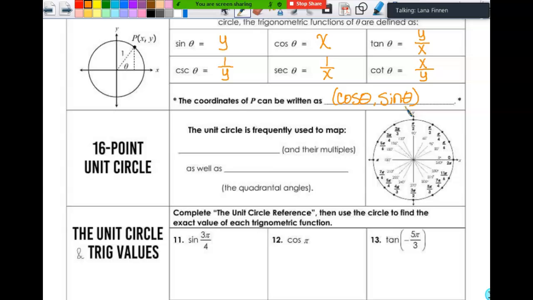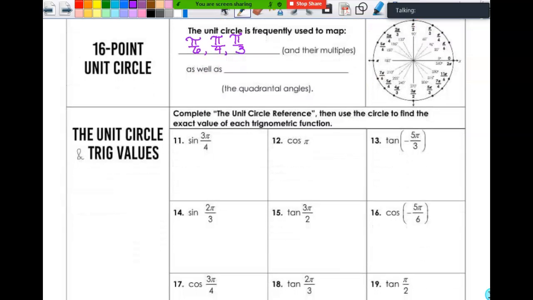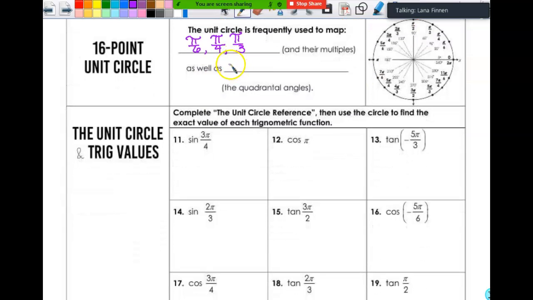Then the unit circle can also be considered the 16-point unit circle because it's got those 16 important points on there. So it's used to map these angles to special values. That would be our pi sixths, pi fourths, and pi thirds, as well as 0, pi halves, pi, 3 pi halves, and 2 pi, which are your quadrantals.